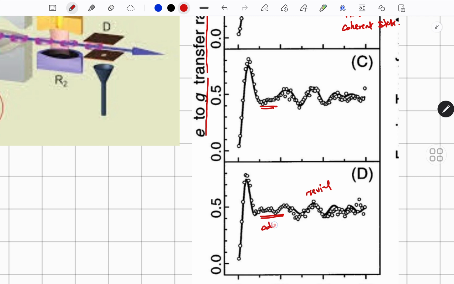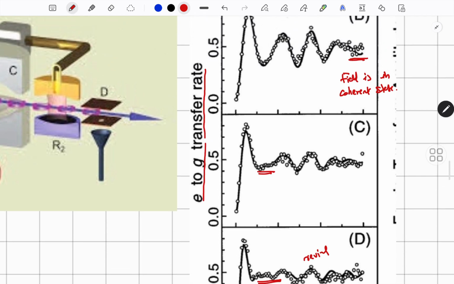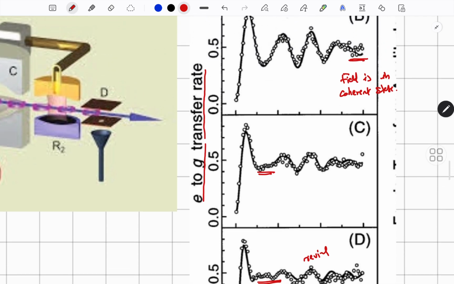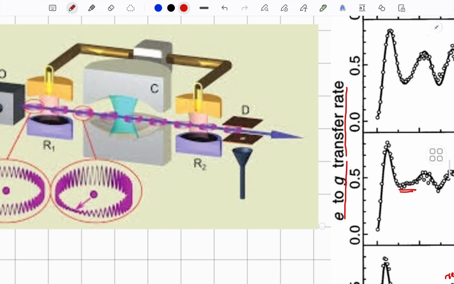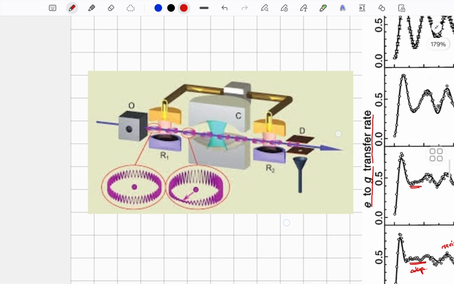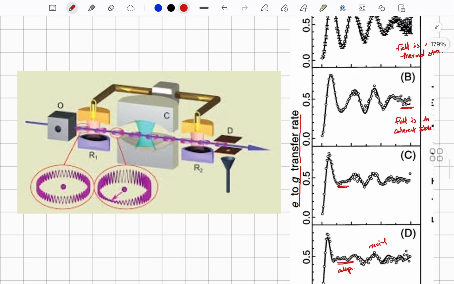So we can see a collapse and revival in the C and D. It is very clear in these graphs. These are not graphs plotted from the theoretical value. These are graphs plotted from the experimental value, and the complete experiment setup is given here.